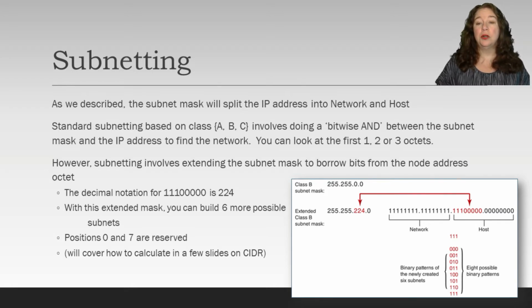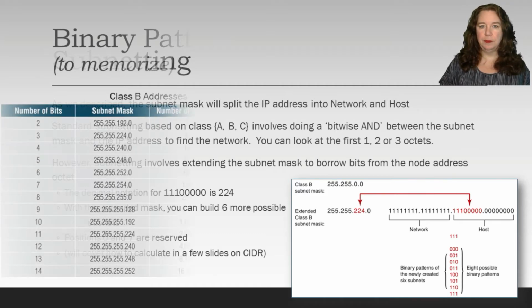So if we had only borrowed 2 bits, we would have had 00, 01, 10, 11. We would have had 4 possible binary options. First and last are used, which means you can only make 2 subnets at that point. We're going to cover a little bit more on how to do this as we go along.